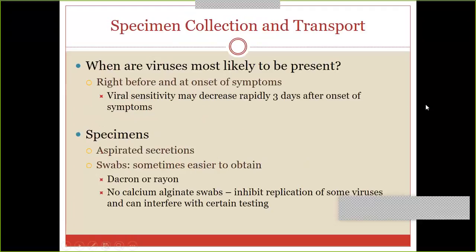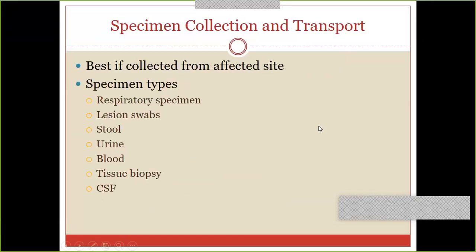So, specimen collection and transport: when are viruses most likely to be present for possible collecting of samples so we can test for them? Well, it's either right before the symptoms or right at the very initial onset. The sensitivity to viral load rapidly decreases, so you want to get it as soon as possible. For ideal specimens, you can take an aspirated secretion. Swabs can be used, depending on which virus you're looking for, but not calcium alginate swabs. They inhibit the replication and can interfere with certain testing, so that's just a note there.